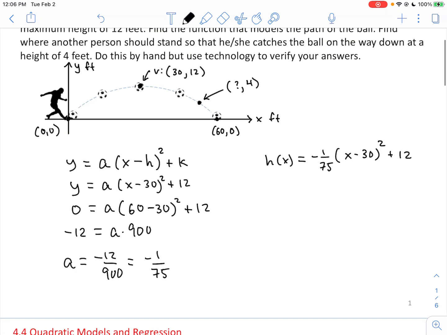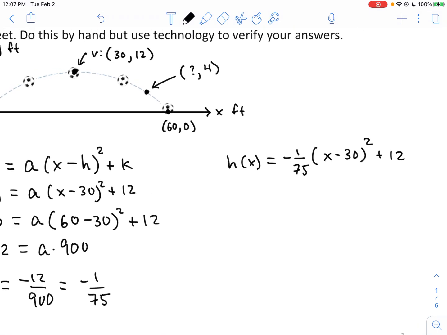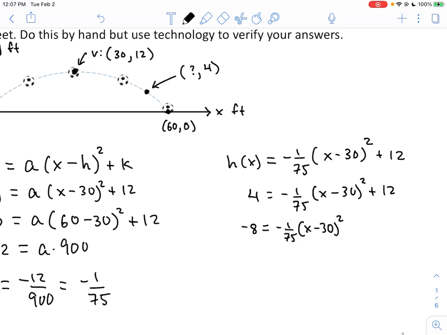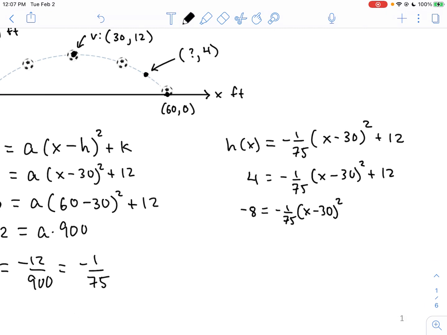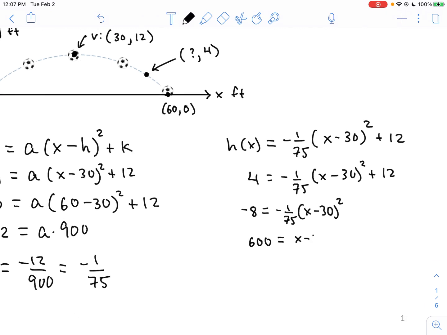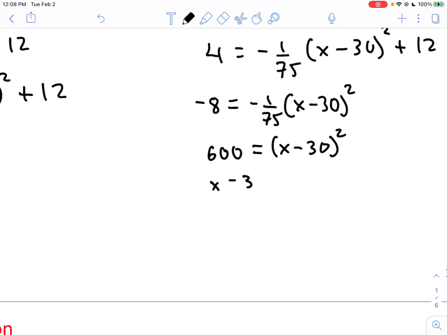Okay, the way to do this is to change the height to 4, or the y-coordinate to 4, and then solve this equation for x. I'm going to subtract the 12 from both sides, so we get negative 8. I'm going to multiply both sides by negative 75, so 600 is equal to (x minus 30) squared. Now we want to square root both sides. We get x minus 30 equals plus or minus the square root of 600.